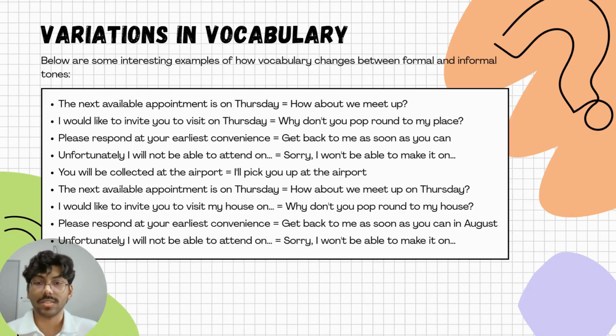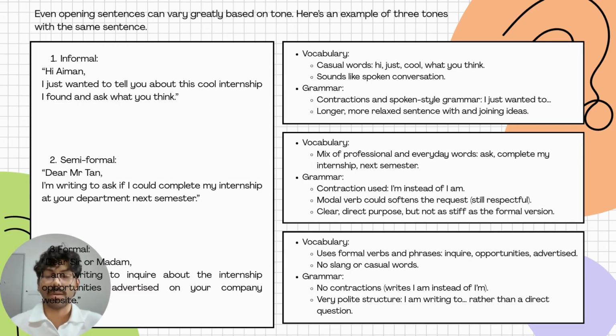So if you go through these examples, you will notice that the informal sounds relaxed, friendly, and casual, while the formal avoids contractions, uses passive voice, and everything sounds really serious. Alright, here I have given three examples from three different tones to express the differences between their vocabulary and grammar. So the informal says, hi Ayman, I just wanted to tell you about this cool internship I found and ask what you think. See, everything sounds totally relaxed and casual, there are contractions, and spoken-style grammar is used.